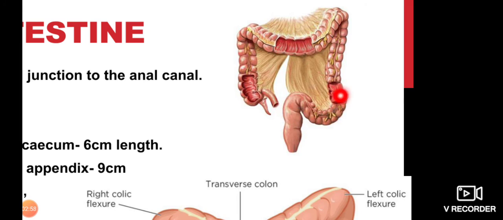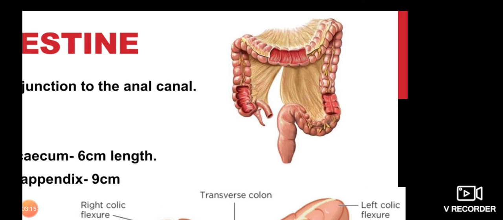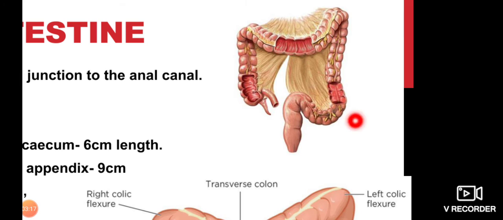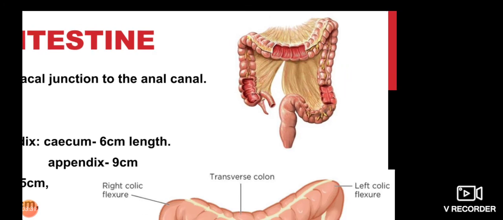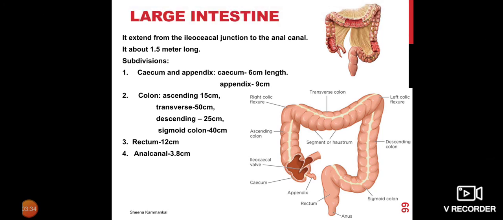Then taenia coli. Taenia coli means the elongated, tapeworm-like muscle which is present along the large intestine. Then appendices epiploicae are small peritoneal bags which are filled with fat. You can see some appendices epiploicae hanging from here in this region. It is present here also. These are small peritoneal bags filled with fat, called appendices epiploicae.